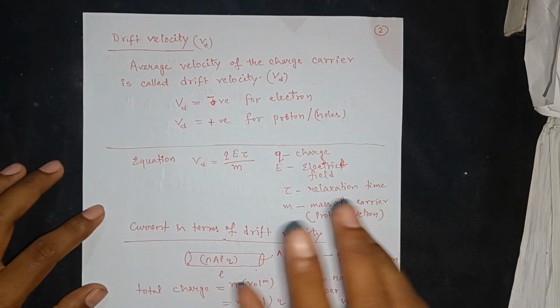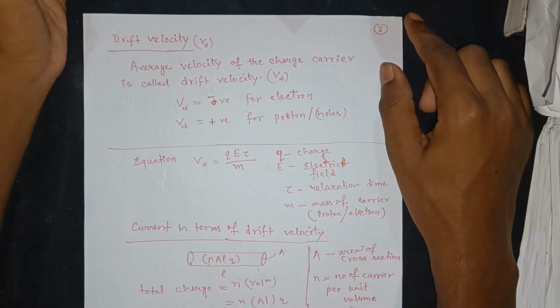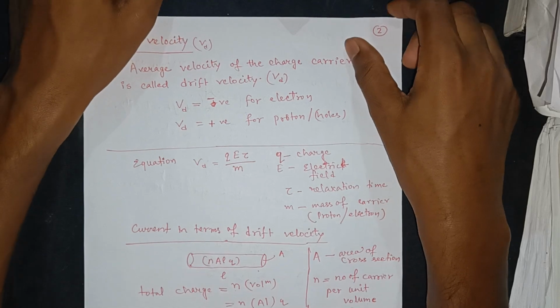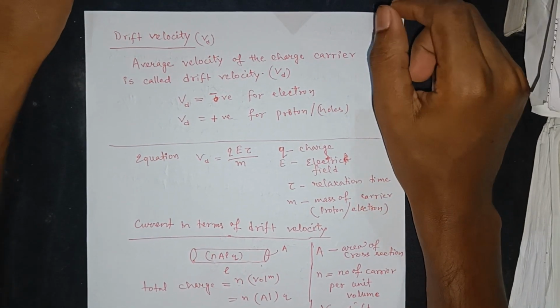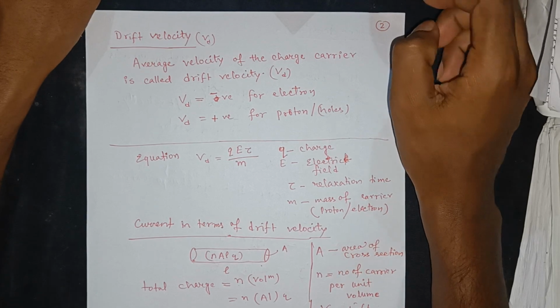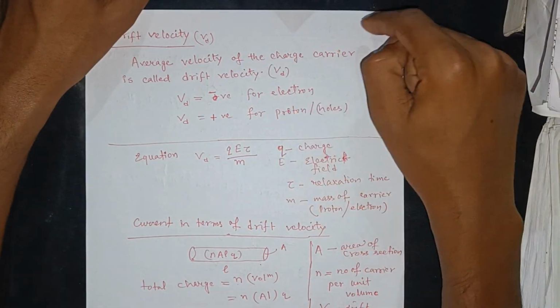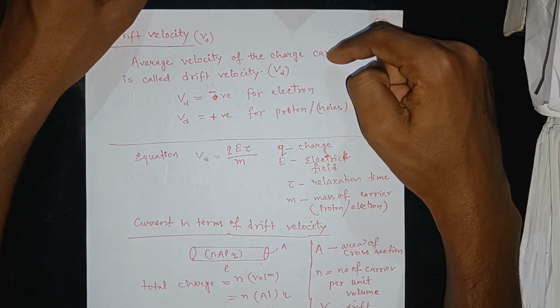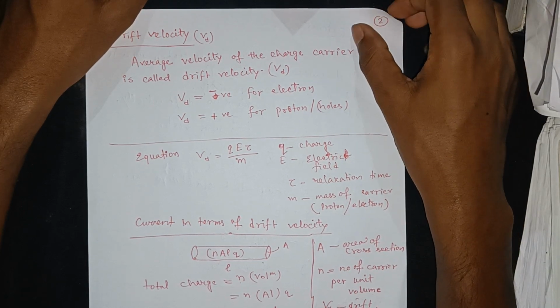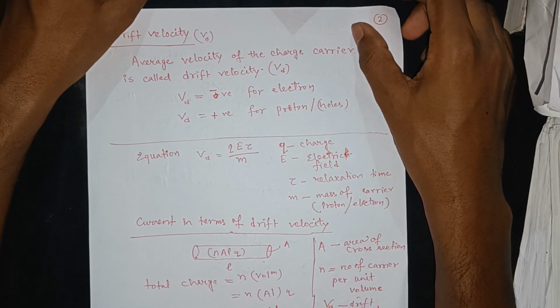Next, drift velocity. We know that electrons are flowing as a current through the conductor, then there should be some velocity of that flowing electron. So the average velocity of the charge carrier is called drift velocity. It is denoted by v suffix d. So vd is negative for electron and positive for proton.